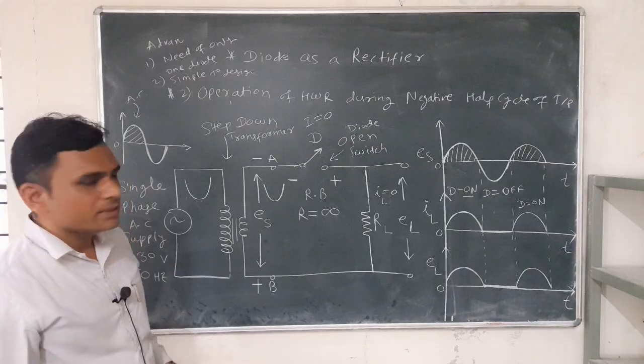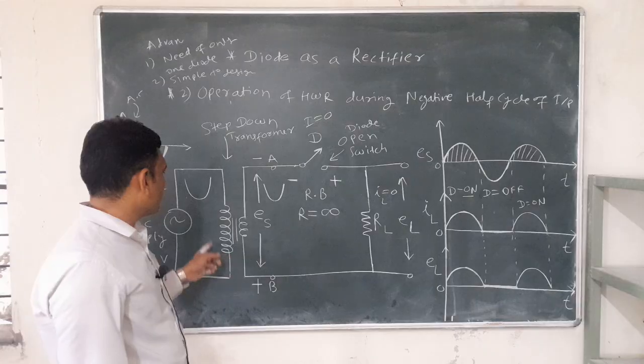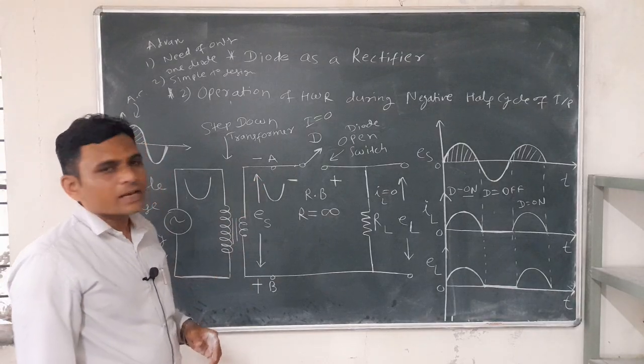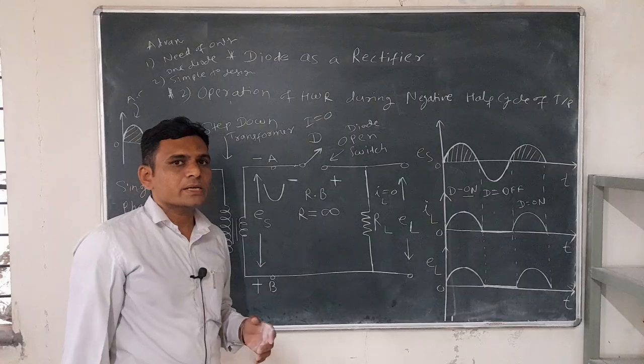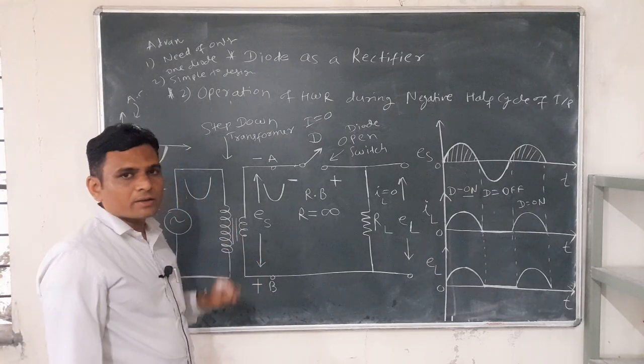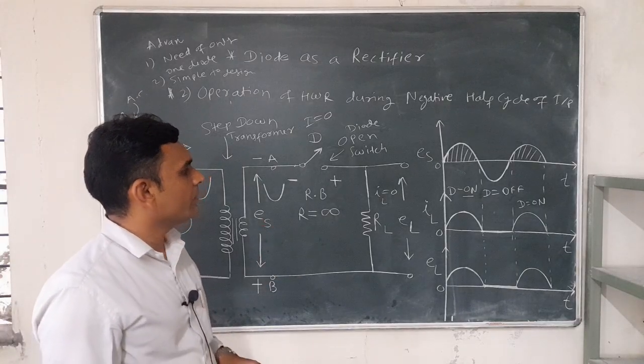The third advantage is no need of a center tap transformer. Here a normal transformer is used. The other special type of transformer, the center tap transformer, is not required here. So these are some advantages of this half wave rectifier.